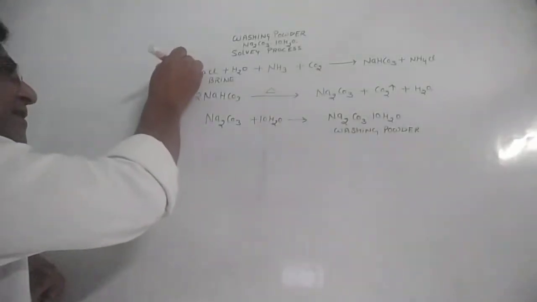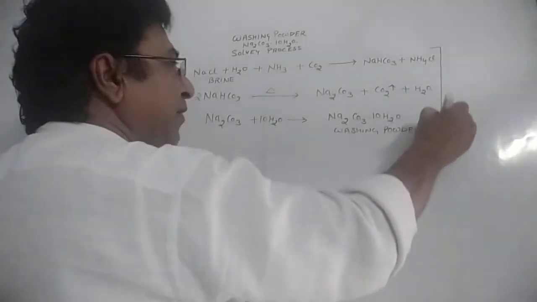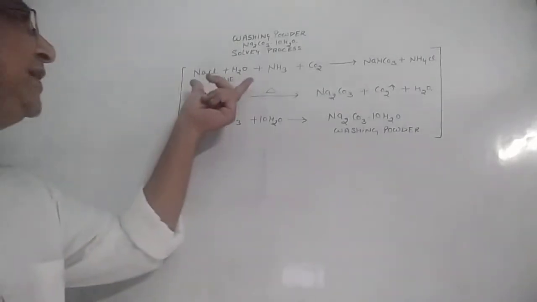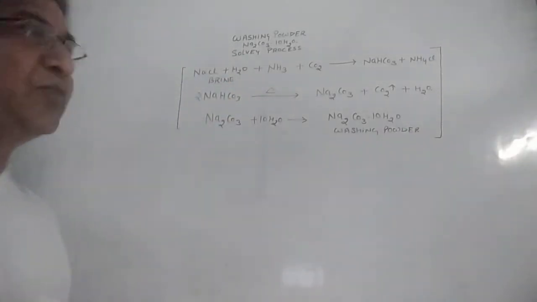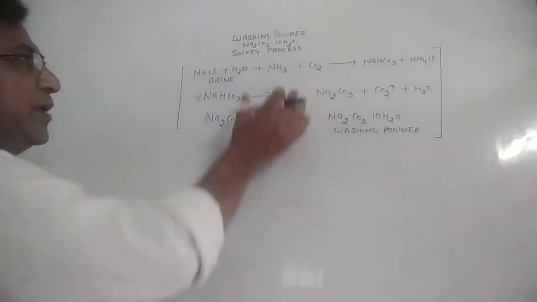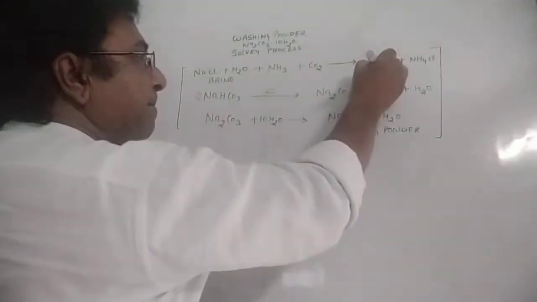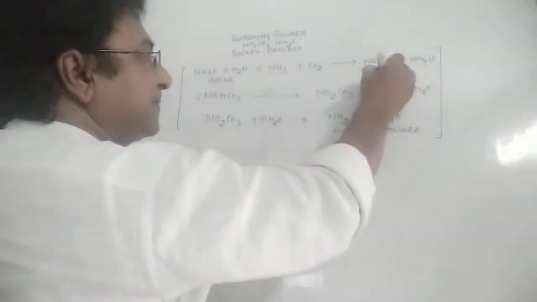So these are the equations in the preparation of washing powder. Now the explanation should be given. The raw materials required are sodium chloride, water, ammonia, and carbon dioxide. When they are reacted together, it forms sodium bicarbonate. Sodium bicarbonate, this is baking soda.